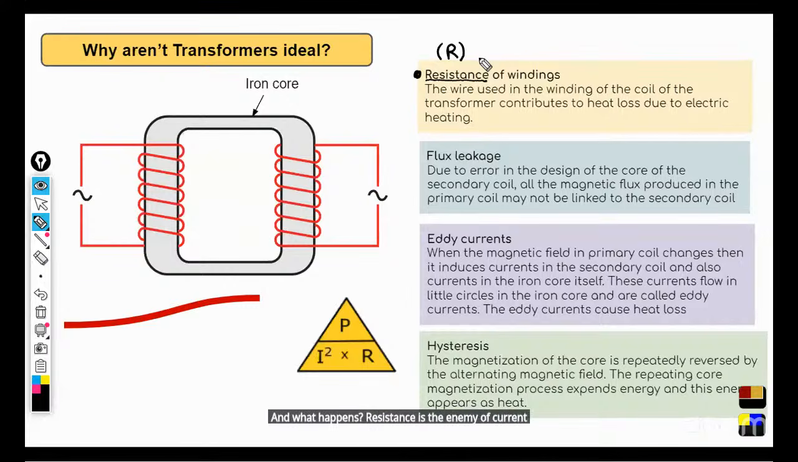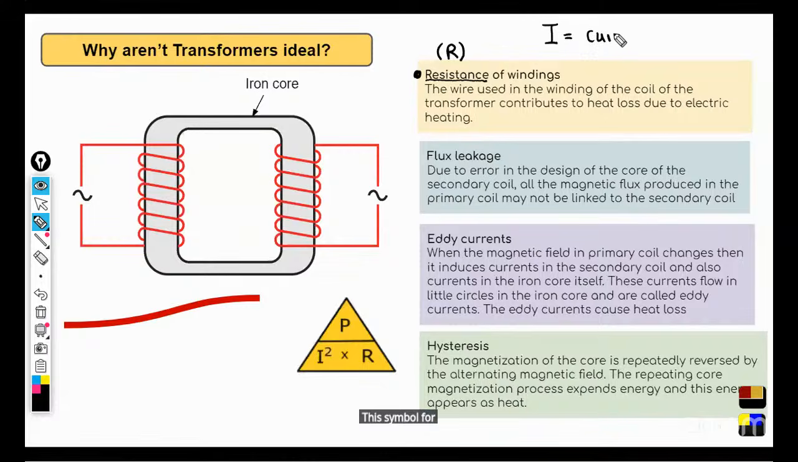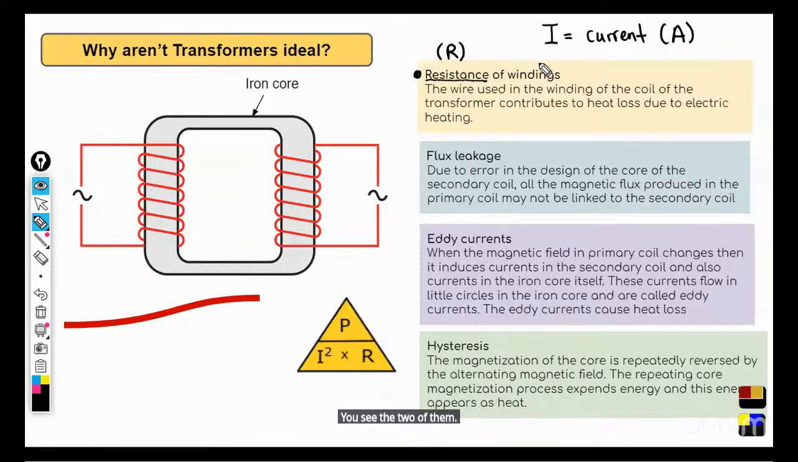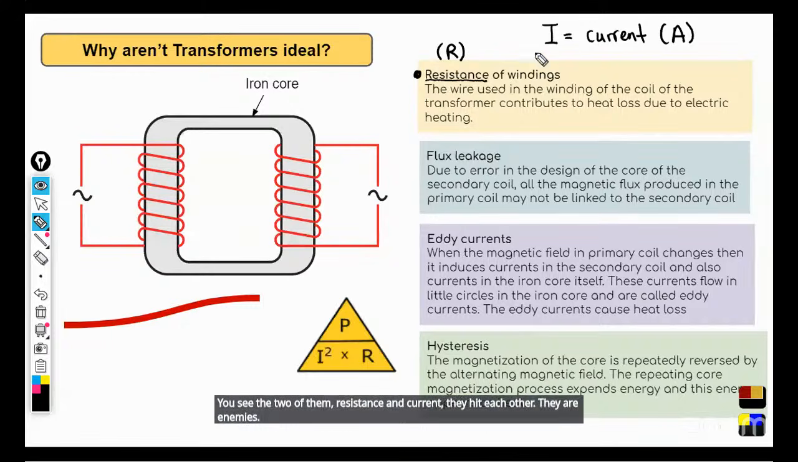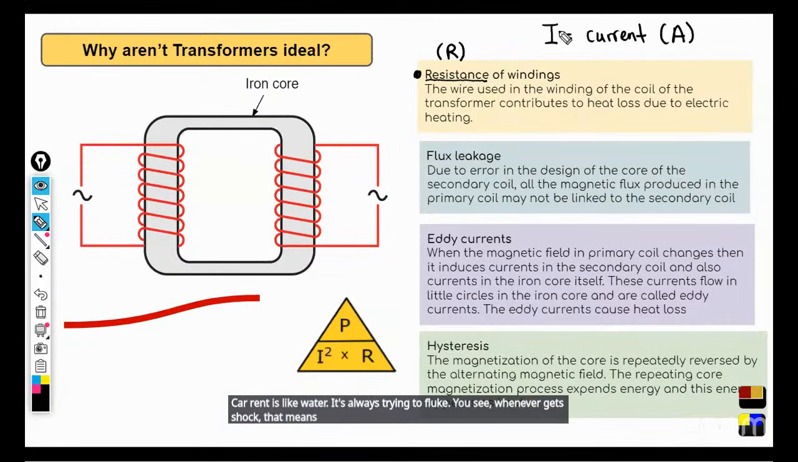You see, current, remember the symbol for current is the letter I. And let's put it here in case you forget. The symbol for current is the letter I. And current is measured in amps, capital A. You see the two of them, resistance and current, they hate each other. They are enemies. Current is like water. It's always trying to flow. Whenever you get a shock, that means current is flowing through your body.